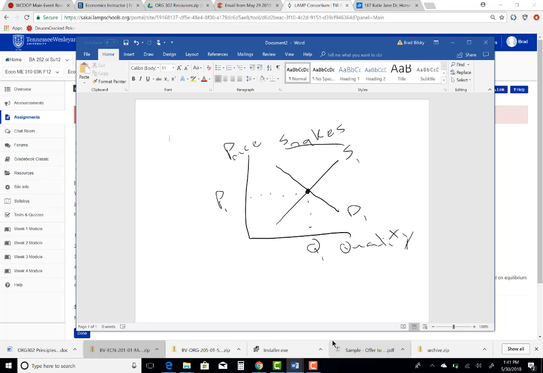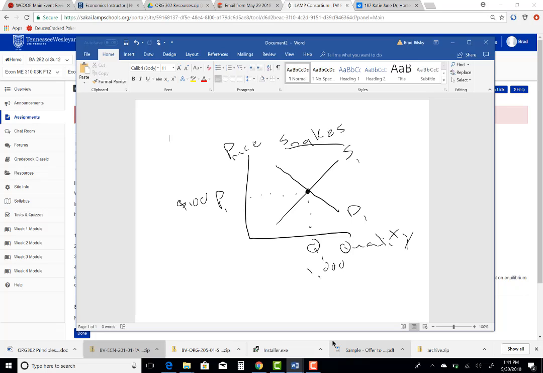And sometimes it helps to visualize this with real numbers. So let's say before the change that snakes were selling for $100 a piece, that was the initial price, and maybe 1,000 were sold per year, let's say.